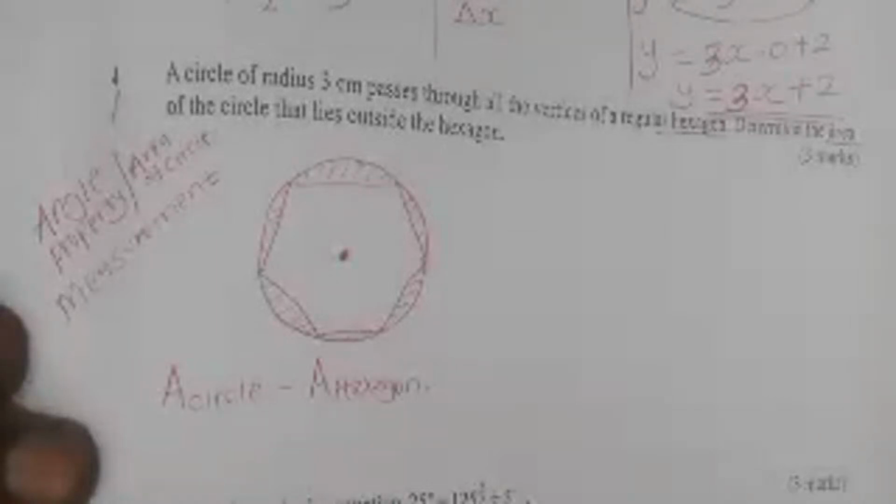Now here there are very many ways that you can use to calculate. Remember, they want the area of this part outside the hexagon. So one, because we have a circle, we can say that area of the circle minus area of hexagon. That is one of the steps you can use.